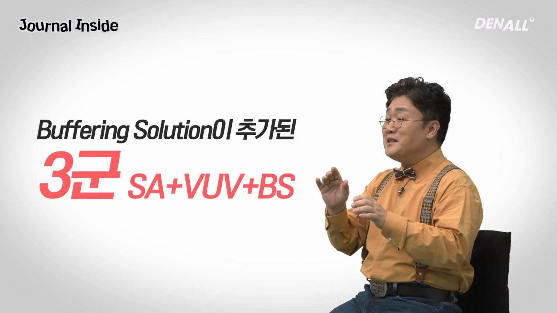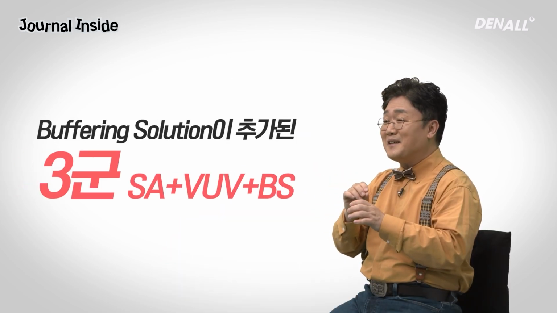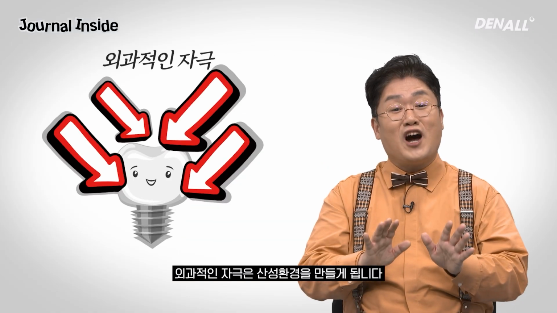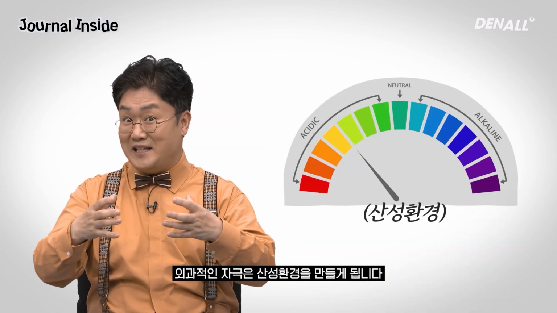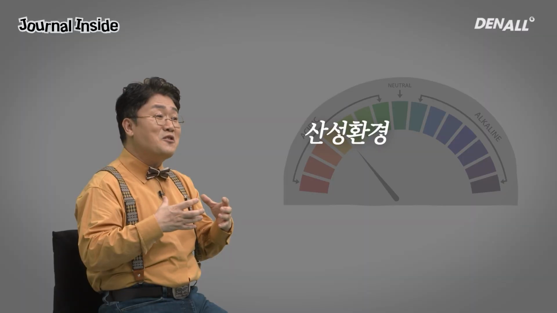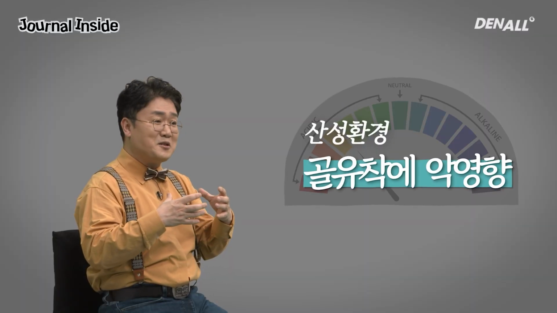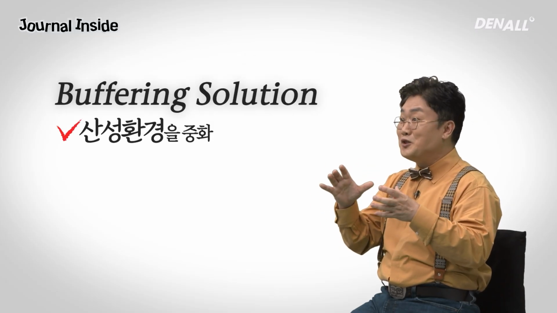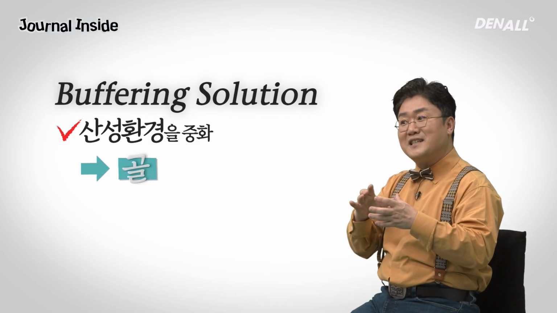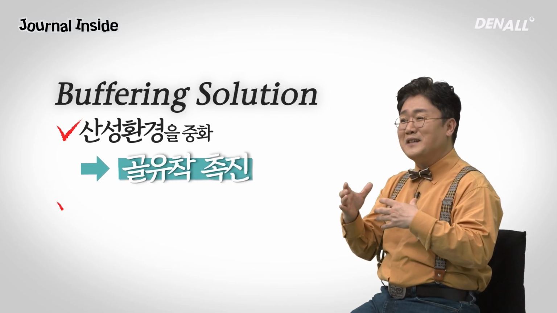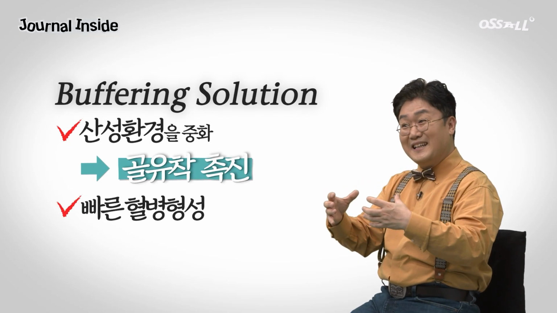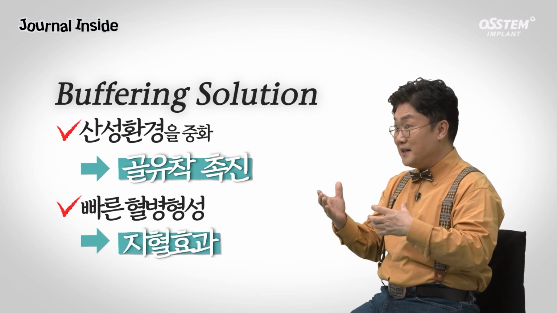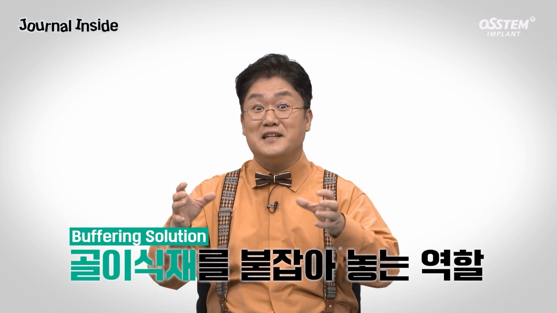The Soy surface in the third group includes a buffering solution. As you may know, surgical stimulation creates an acidic environment. This acidic environment is known to work against bone formation. The buffering solution can promote osseointegration by neutralizing the acidic environment. Additionally, it facilitates rapid blood clot formation, providing a hemostatic effect. It can also help retain bone graft materials after GBR or sinus surgery.